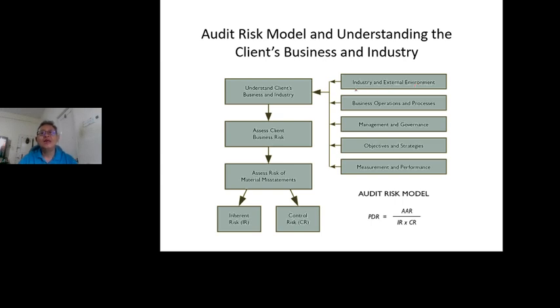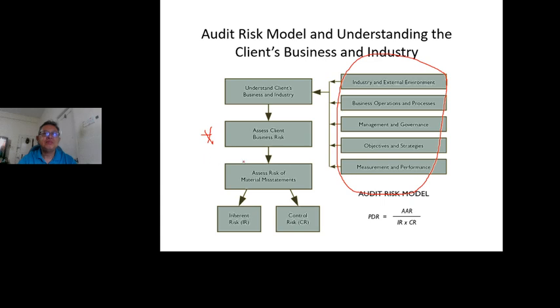They need to see the industry's external and internal environment. They have to see the business operations and processes. They have to see the management and governance, whether it's a public company or a sole proprietor. They need to see the objectives and strategies, and also measurement and performance. This information needs to be gathered to identify the risks. Then from this, the auditor assesses the client's risks.